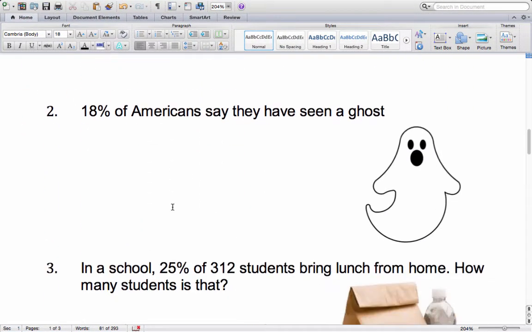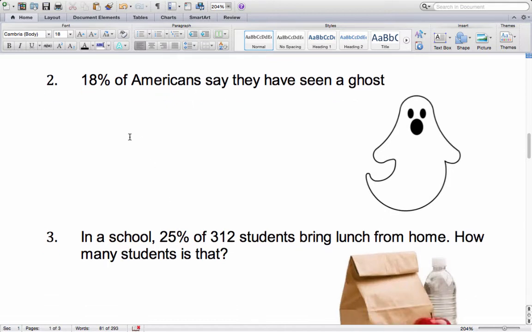Let's look at another example. 18% of Americans say they've seen a ghost. So we can say 18 is 18 out of 100, or we could just say 0.18. Let's skip a step here. And of means times, and then Americans.